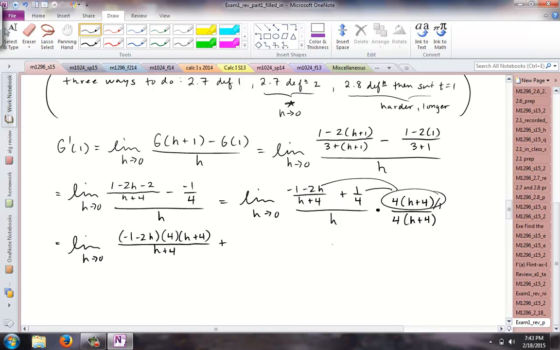So we'll cancel some stuff in a minute, but then we have the 1/4. So on top it's 4 times the quantity h plus 4 all over 4. And that's all over h times 4 times h plus 4. So I'll take a little break there. That's a critical step. Any questions?